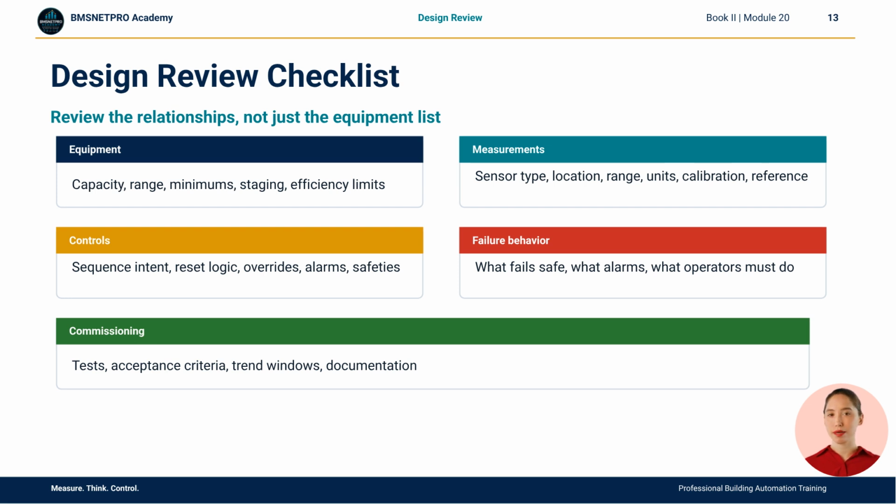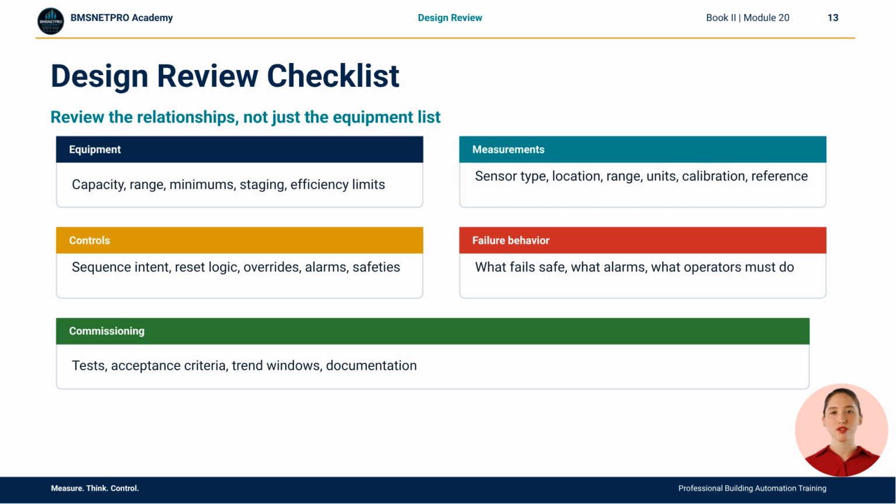Design review is not a paperwork exercise. It is a relationship review. Equipment selection matters, but it is only one part of the system. We also review measurement quality, sensor type, location, range, units, calibration, and reference. Then we review the control sequence, intent, reset logic, overrides, alarms, and safeties.